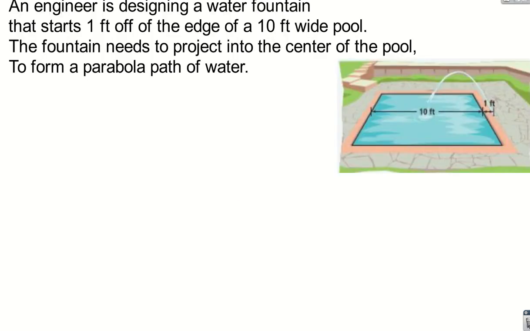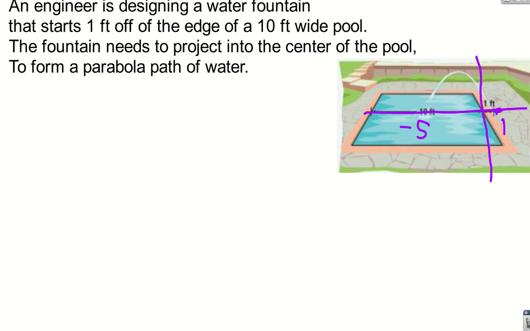So let's say an engineer wants to design a water fountain, and it's going to start 1 foot off the side of the pool, and it's a 10-foot across pool, but it's going to reach the center of the pool. So this is actually going to be 5 feet. So let's create an XY coordinate plane, and let's just say where these 2 points are. This is going to be at 1, and this is going to be at -5.